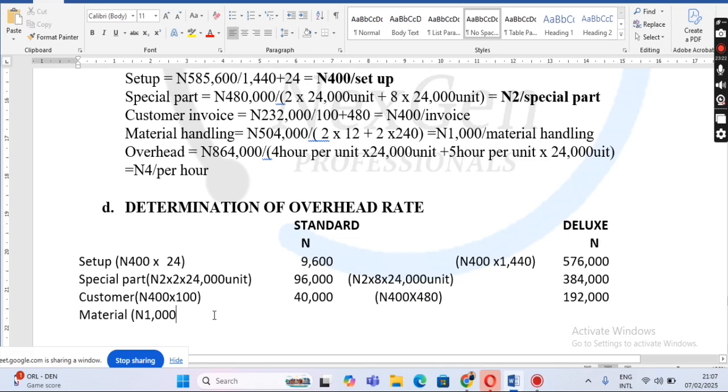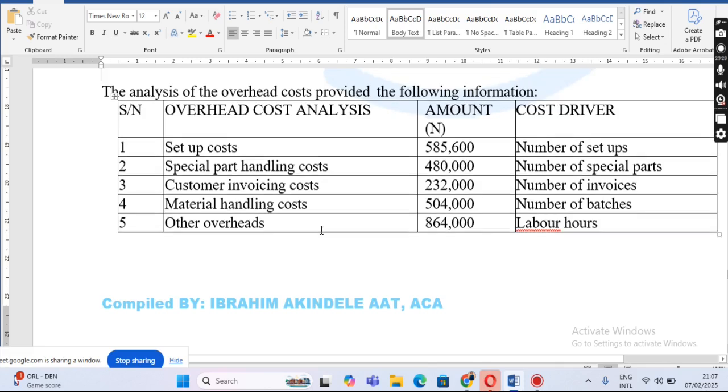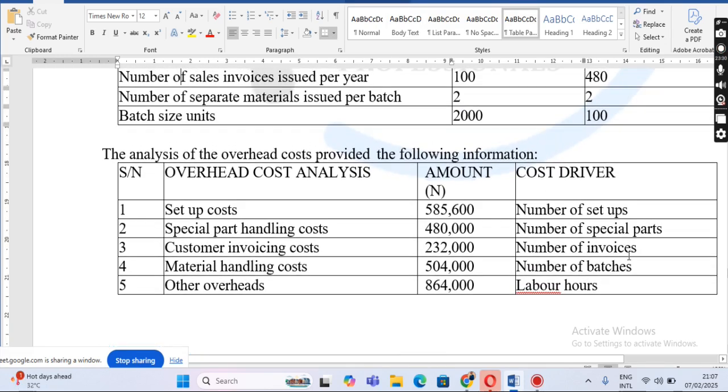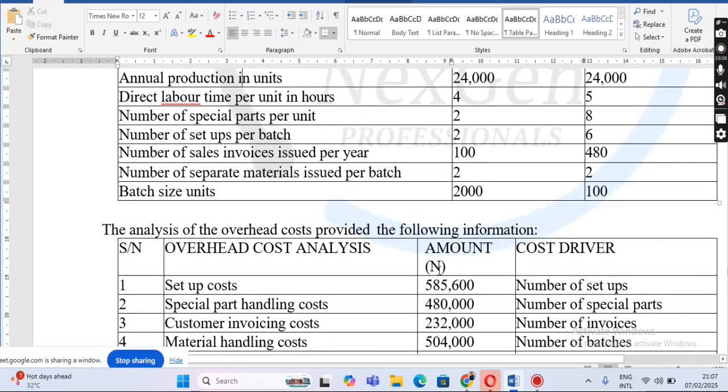1,000 naira, right? Times. So now let's check. What did they attach these things to? You can see material. You can see that they say it is numbers of batches. Now you can see that in this part, numbers of what? Batches. Class, the separate material handling is based on numbers of batches.